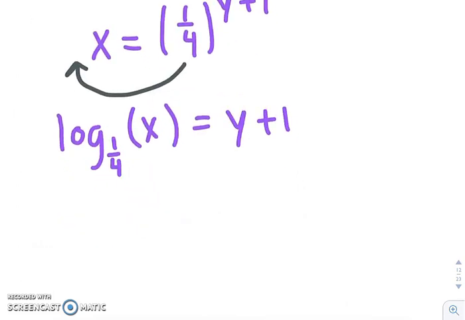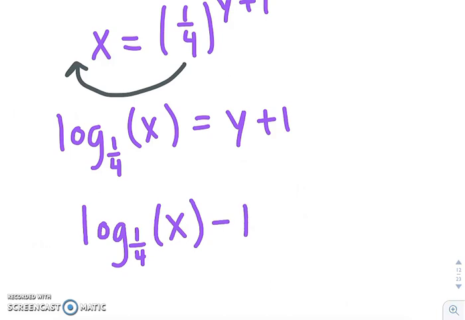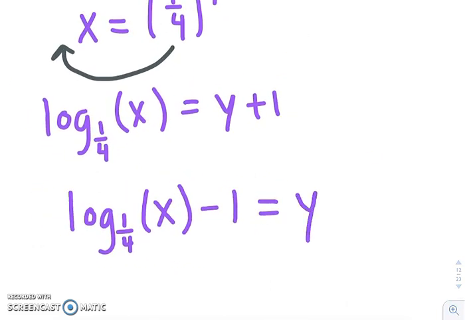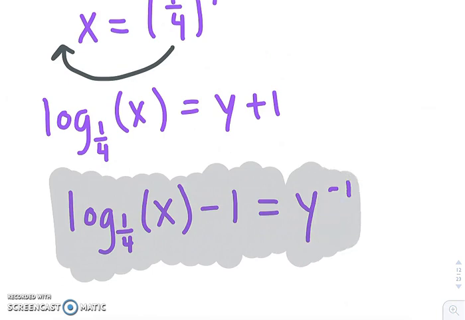We don't have y by itself quite yet. All we have to do is subtract the 1 over. So log base 1/4 of x minus 1 equals y. I'm going to write it in inverse notation. So that was it, 3 steps. Switch your x and y. Bring the base over. Subtract 1.